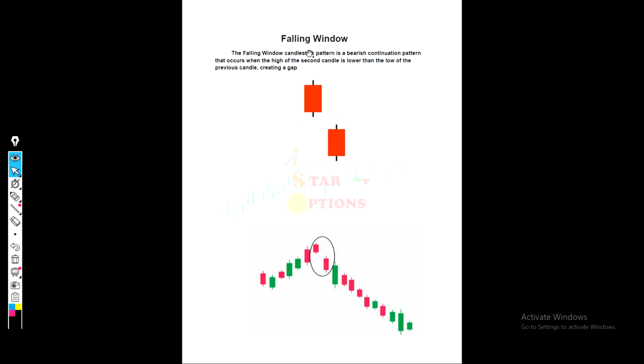Like the rising window, you have the falling window in bearish momentum, when we get to see two consecutive bearish candles, and in between them there is a slight gap between the lower and the upper wicks. This also forms a gap.